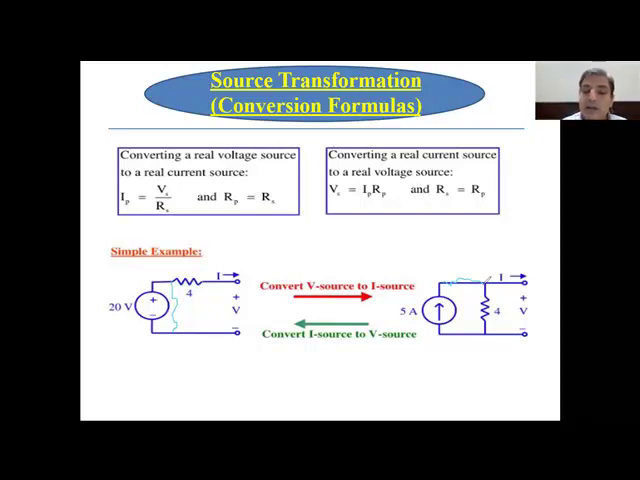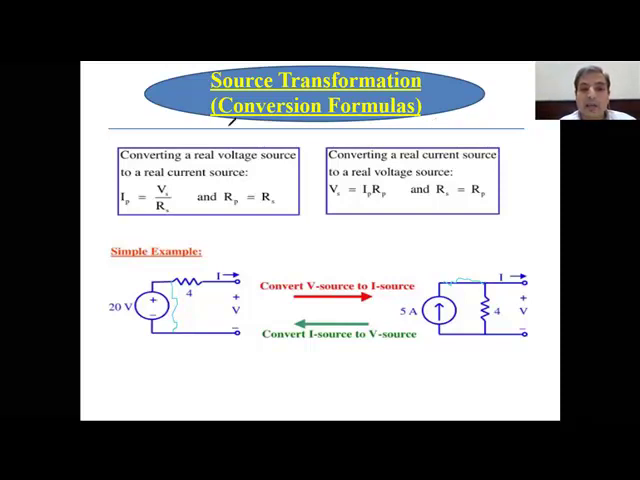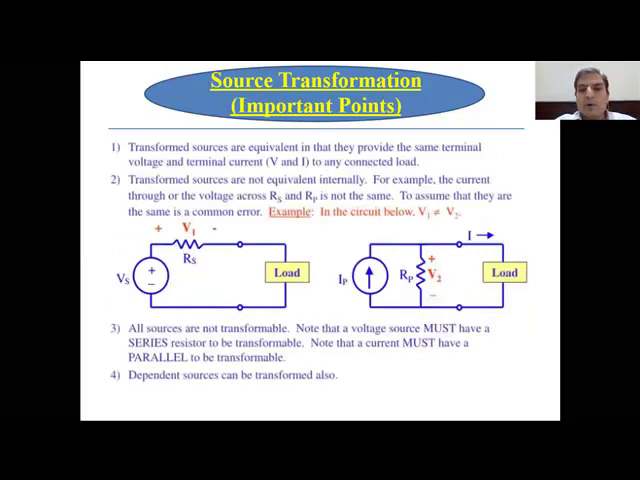So we need an immediate series resistance with the voltage source and an immediate parallel resistance with the current source. Then only can this source transformation be done. Otherwise, it will be a big problem. We can't convert the voltage source into the current source and the current source to the voltage source. In this way, we can convert one form of the energy source into another form of the energy source. Okay, so some important points are also discussed here.